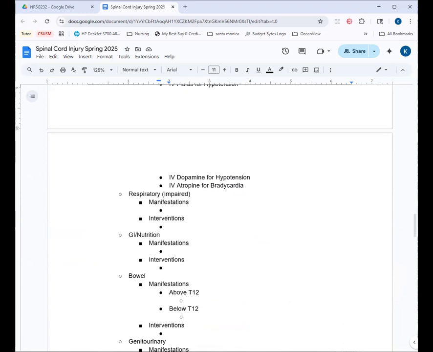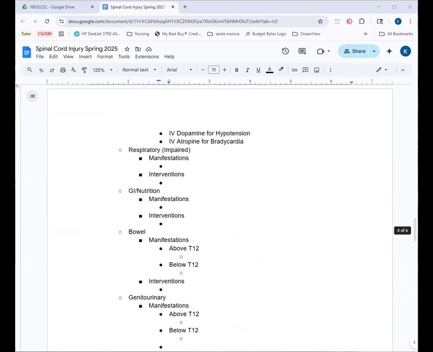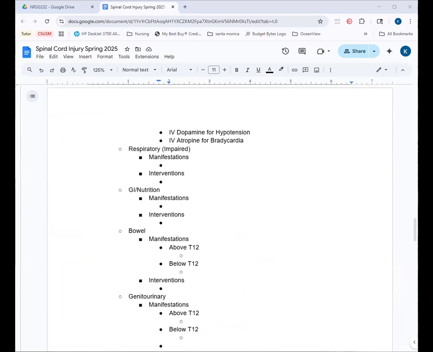Okay, so respiratory. What are some manifestations you expect to see from respiratory if someone has a spinal cord injury, like super bad spinal cord injury? Ow, jump scare. Atelectasis, pulmonary edema. 10 out of 10. Yeah, neurogenic pulmonary edema, pneumonia, all this crazy stuff.